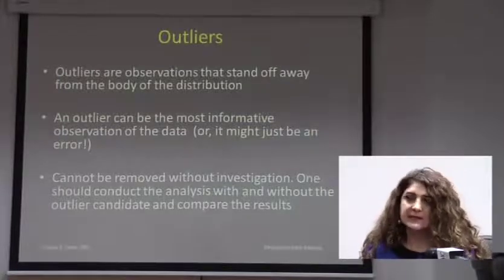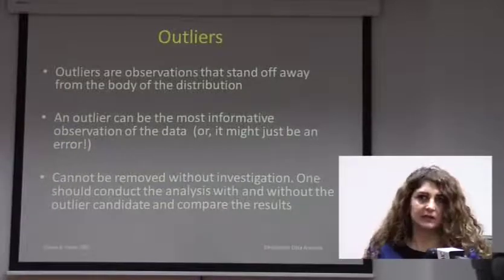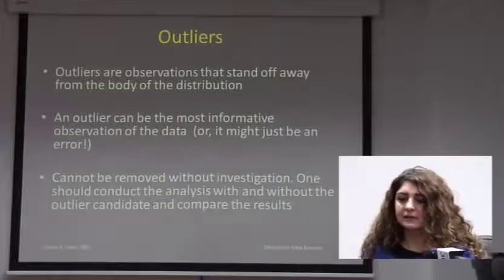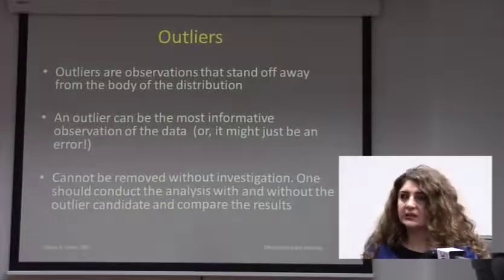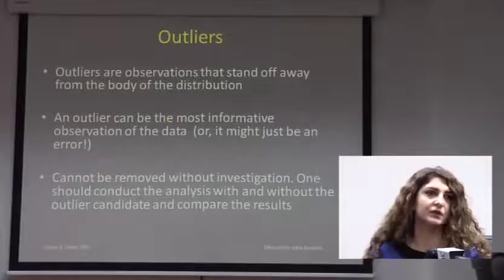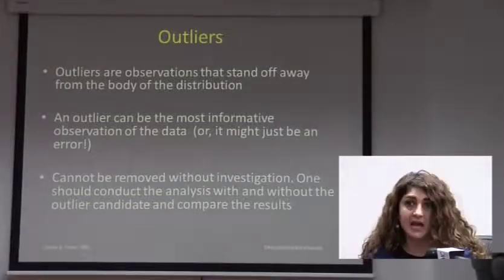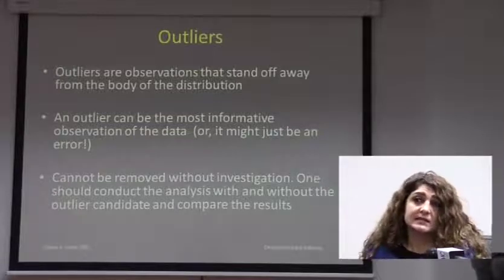Sometimes it's clear to see an error. If you see an age of 999, this is not an outlier. This is actually an error. Or if you see males and females coded as 1s and 2s, and then you see a 5, you don't have a category 5. This is not an outlier. This is clearly an error. But in many situations, it is an outlier.